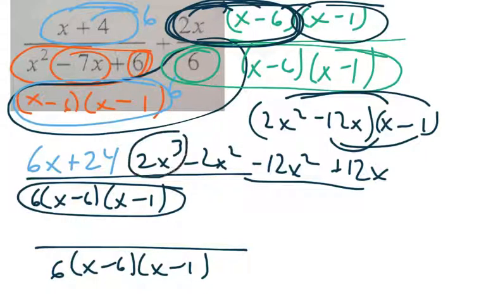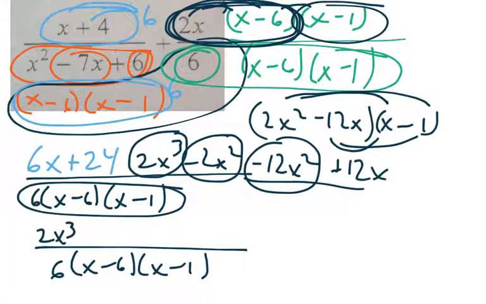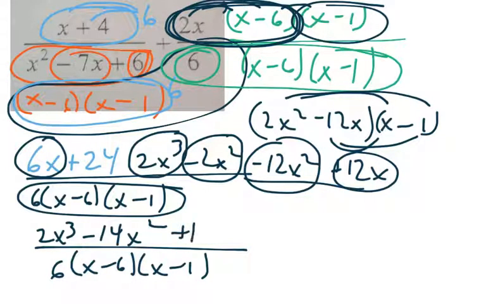Our numerator, well, let's see here. We have a 2x cubed. We have a minus 2 minus 12x squared. So that's minus 14x squared. We also have a 12x and a 6x, which makes 18x. Let me clean that up a little bit.